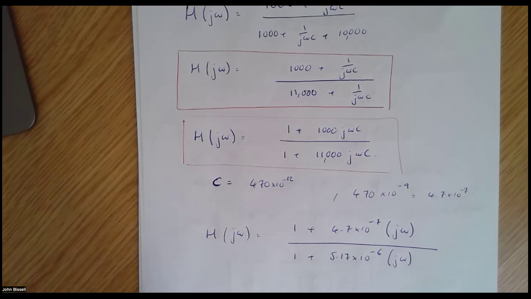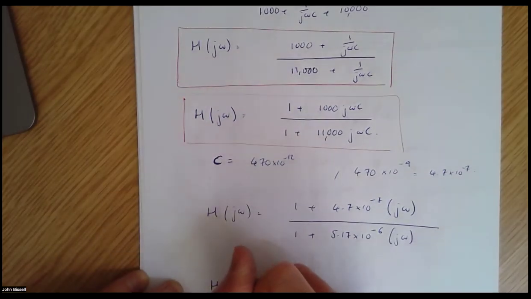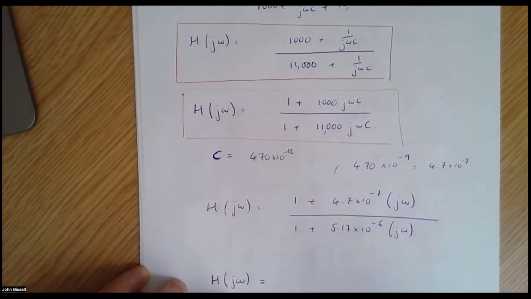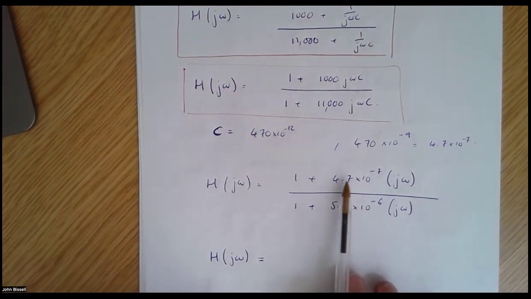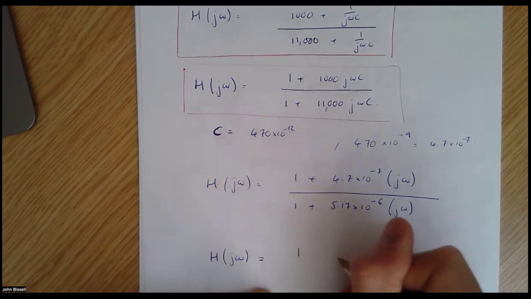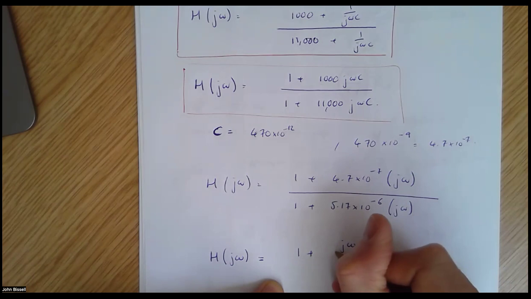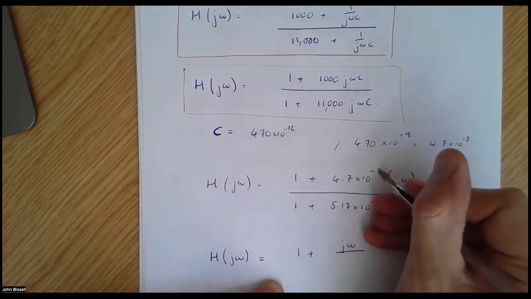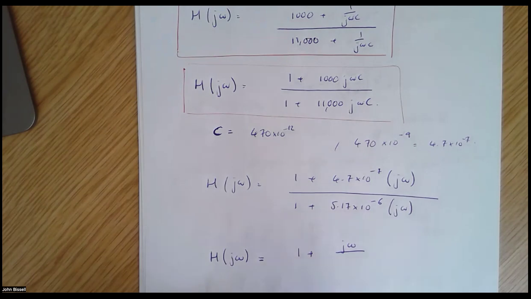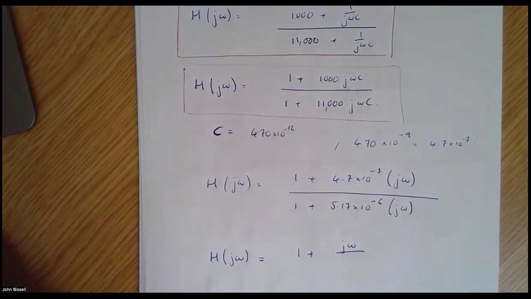Yep. Now we're going to use a trick here that Dave likes to use, and we'll talk about why we do this trick in a minute. So instead of writing 4.7 times 10 to the minus 7 times j omega, we're going to write j omega divided by 1 over 4.7 times 10 to the minus 7. Agreed?